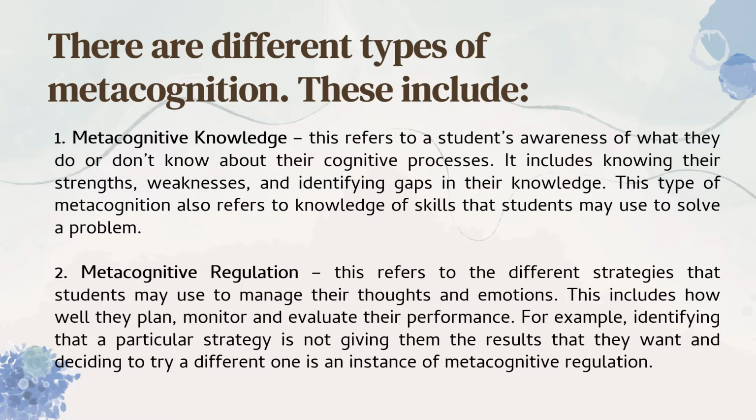And lastly, number 2, metacognitive regulation. This refers to the different strategies that students may use to manage their thoughts and emotions. This includes how well they plan, monitor, and evaluate their performance. For example, identifying that a particular strategy is not giving them the results that they want, and deciding to try a different one is an instance of metacognitive regulation.